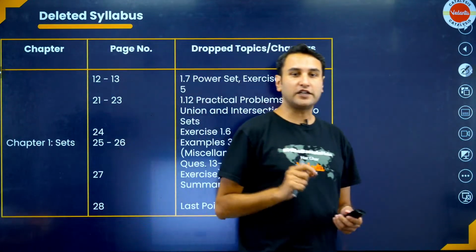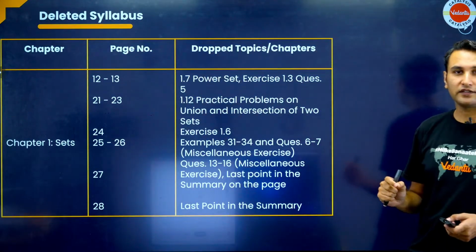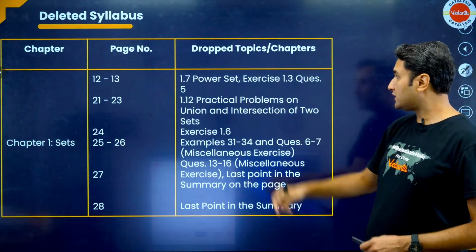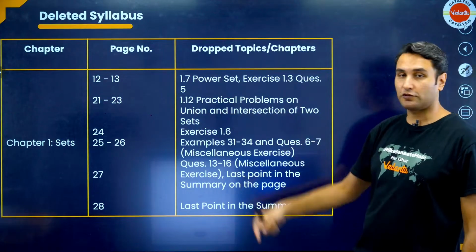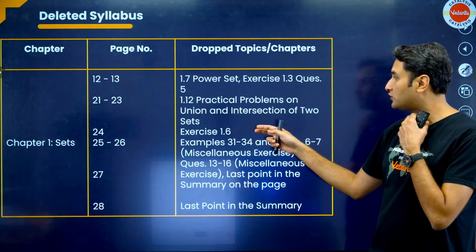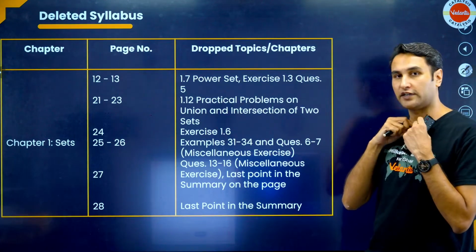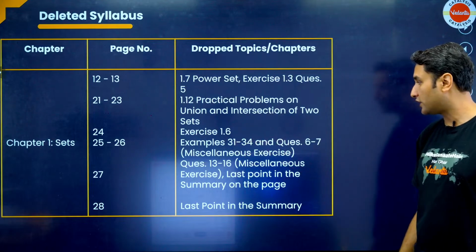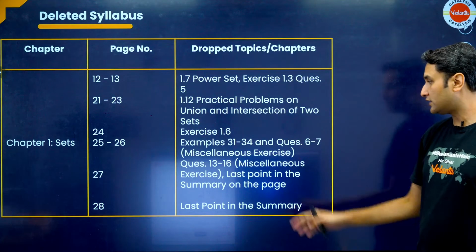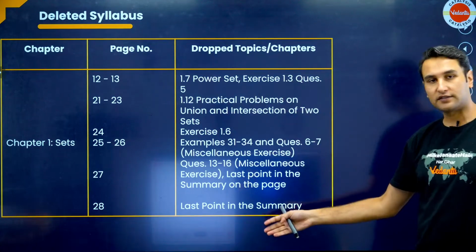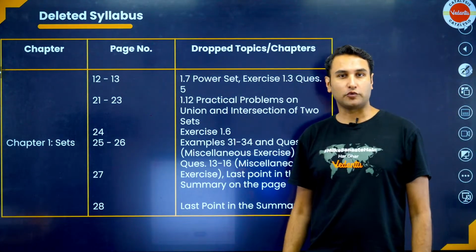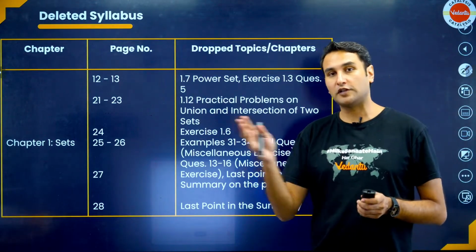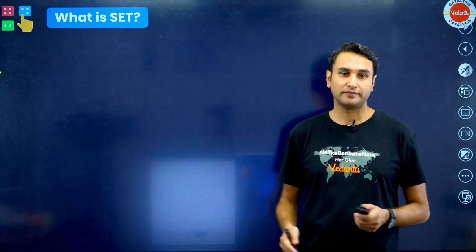Alright, there are certain topics which have been deleted by NCERT, by CBSE. What is deleted? Power set, that is exercise 1.3, question number 5. Practical problems on union and intersection of two sets have also been deleted. Exercise 1.6, examples 31 to 34 and questions 6, 7 in the miscellaneous exercises. You can note this down as the deleted portion. In my classes I will cover whatever I feel will be important for JEE, no matter what.